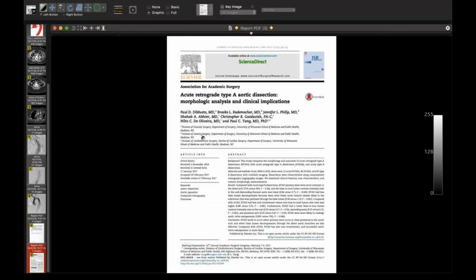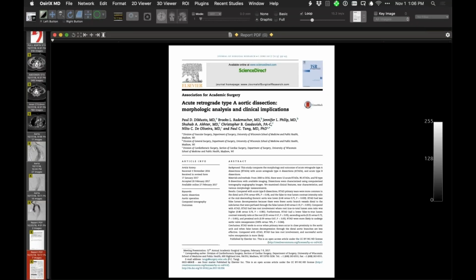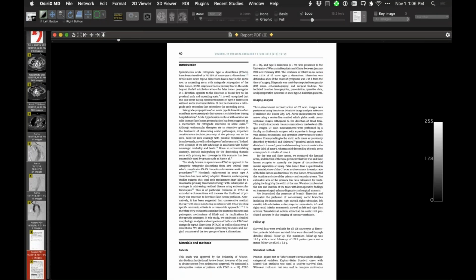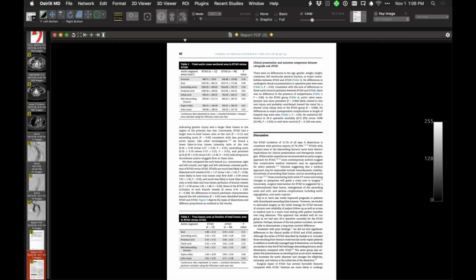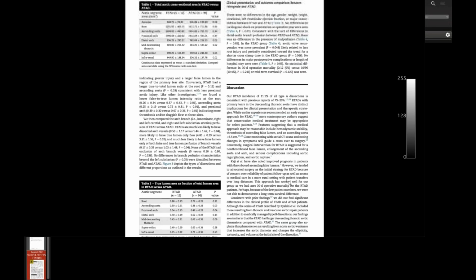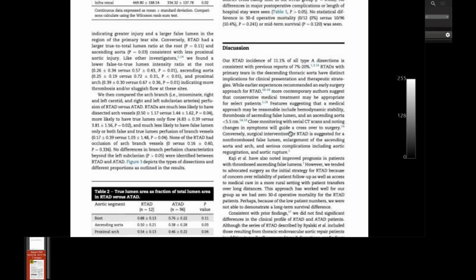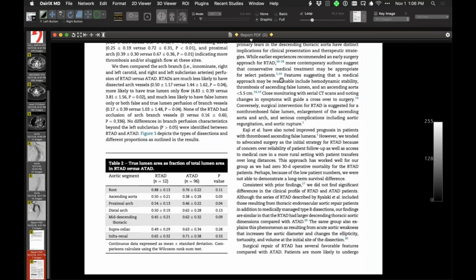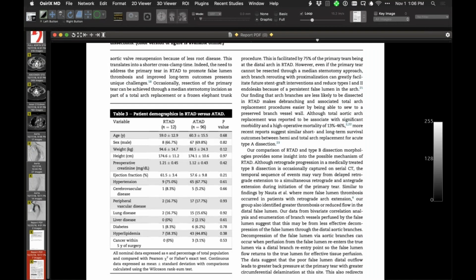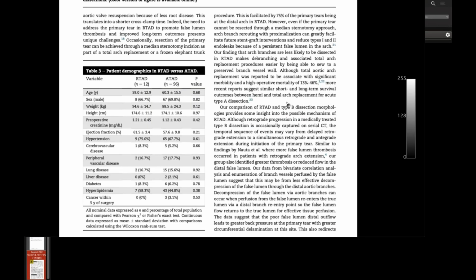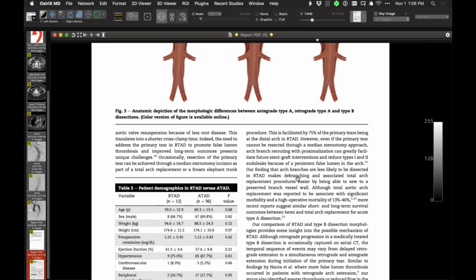So this is the entity right there. And I will just show you that this is the case where it's not necessarily the case that you need to operate on these patients. There are situations in which you can just treat the descending aorta and try to occlude the tear. So here, for example, in this article, there's a discussion about that.